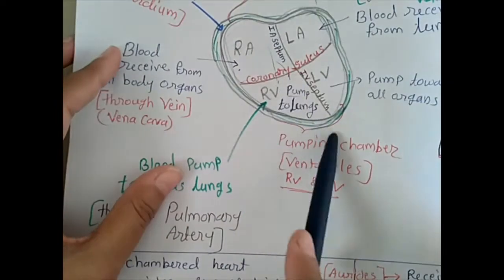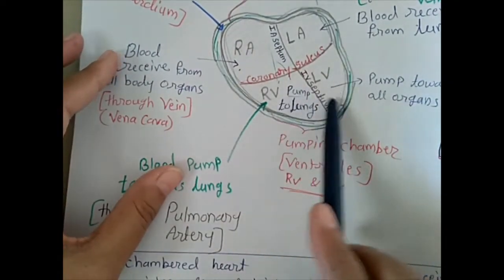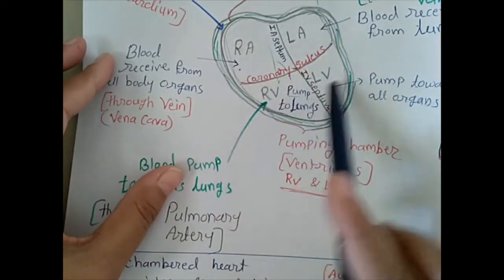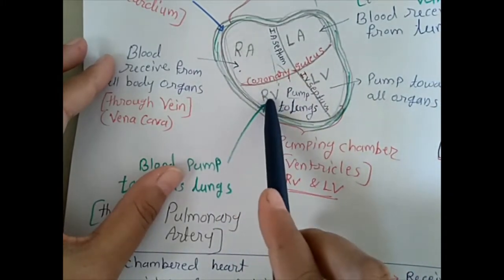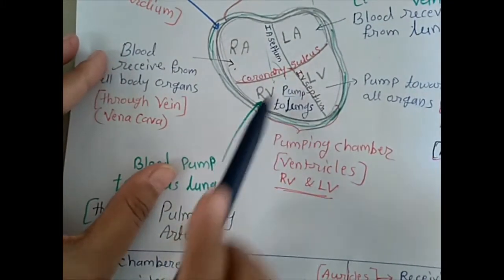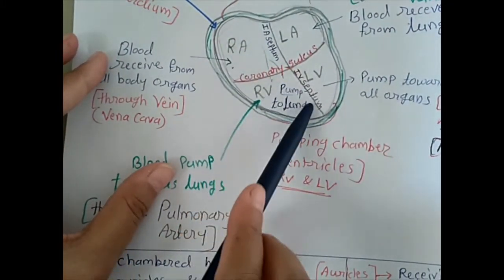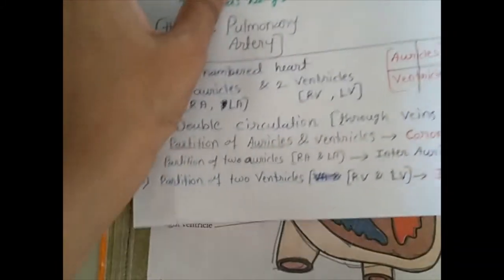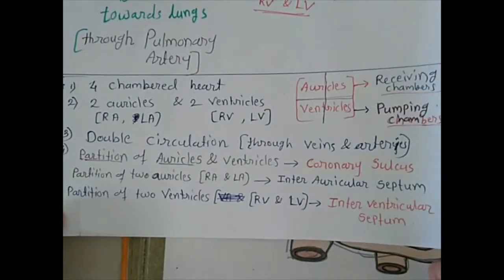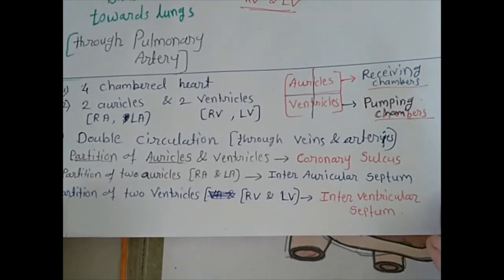Again, the two ventricles. Because of this partition the ventricle is also divided into two parts, right ventricle and left ventricle, and this partition is called the interventricular septum. I have written these points here. You can write down all those points.